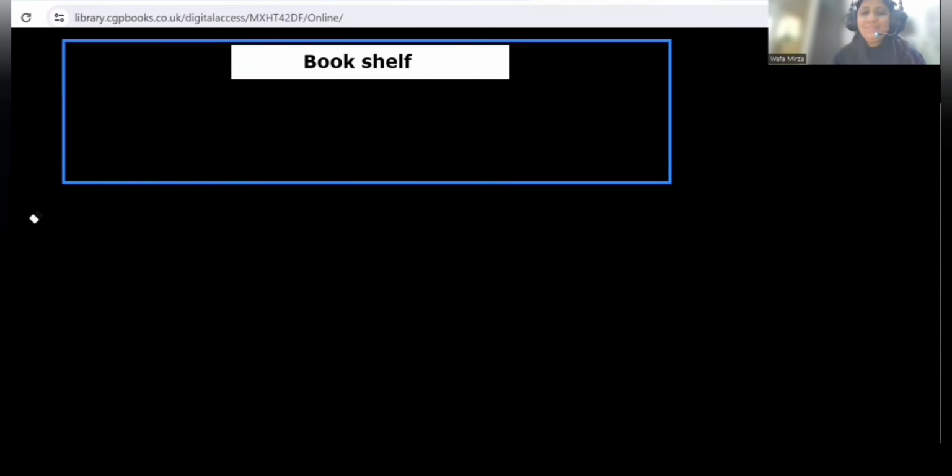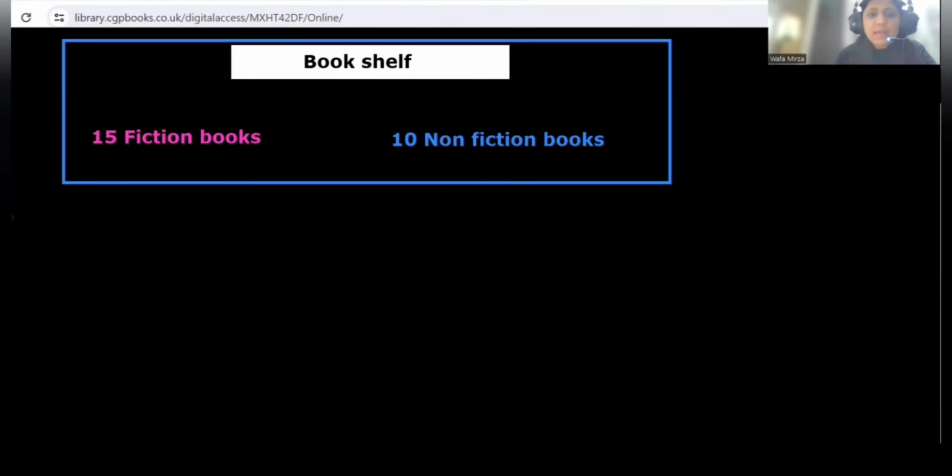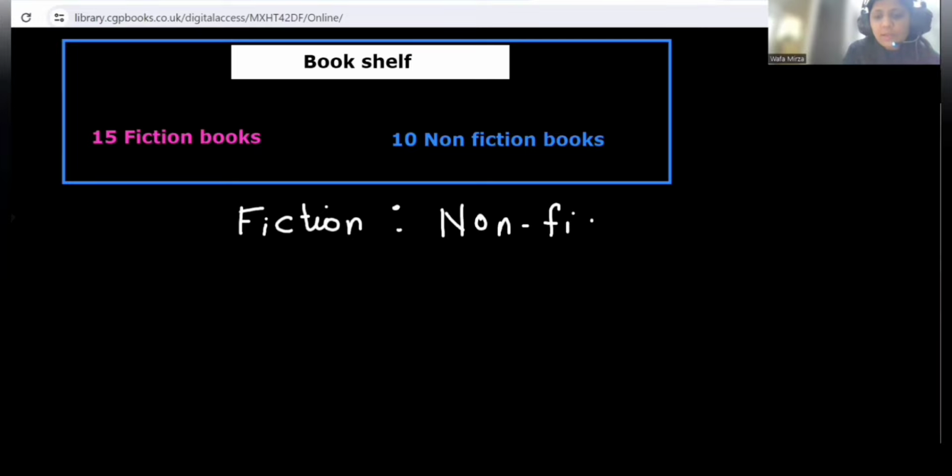Okay, now let's say that in a bookshelf, there are 15 fiction books and 10 non-fiction books. I want to find the ratio of fiction books to non-fiction books. So how many fiction books are there? 15. And how many non-fiction books are there? 10. So the ratio of fiction to non-fiction books is 15 is to 10.